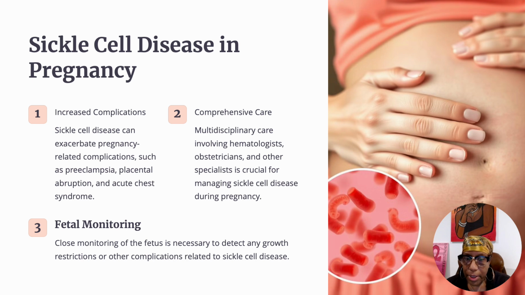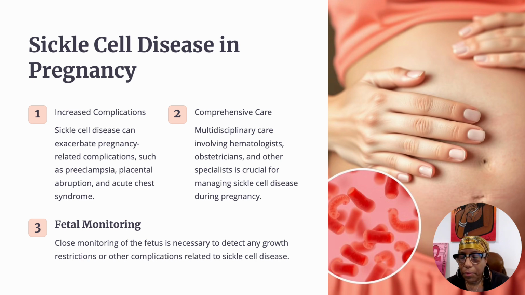Sickle cell disease in pregnancy. One of the most important things to remember here is if the client is positive for sickle cell trait, you need to screen the father to make sure the father doesn't have the trait, because the chances of the baby acquiring sickle cell disease is about 25%. If the mother only has a trait and the father doesn't have the trait, then the baby has a 50% chance of having the trait.